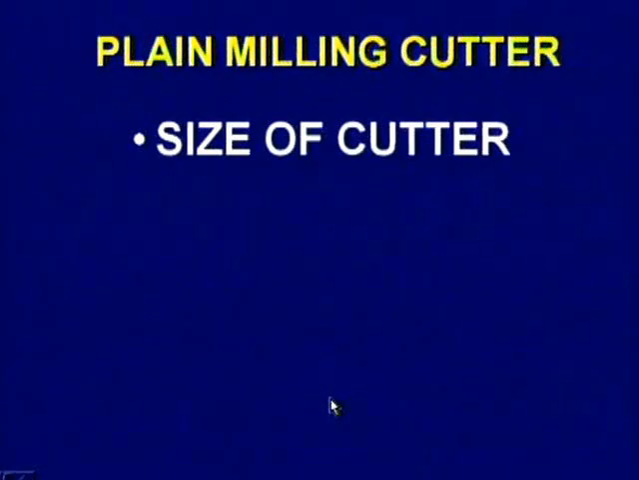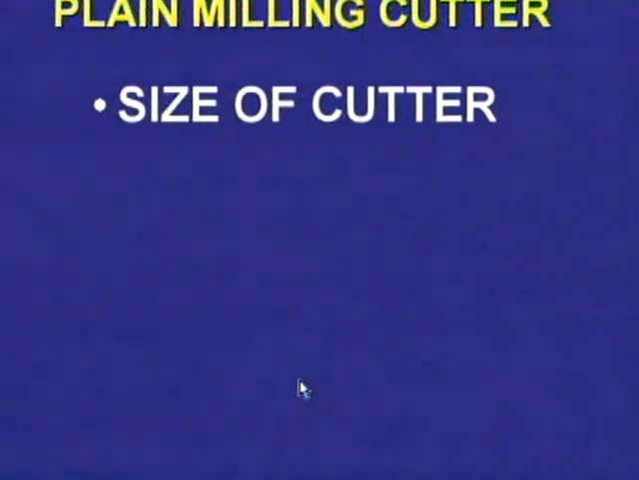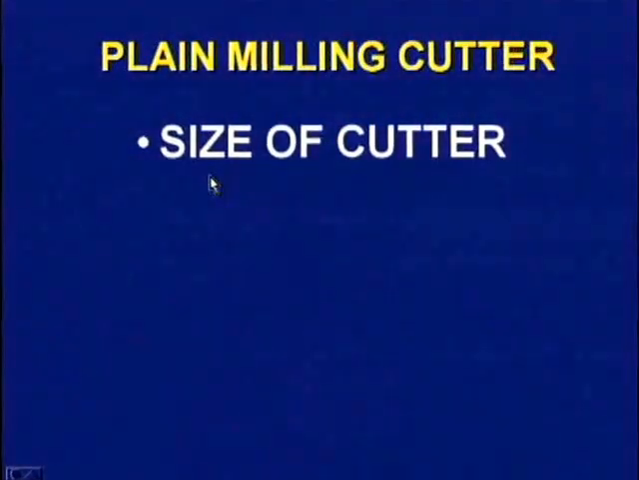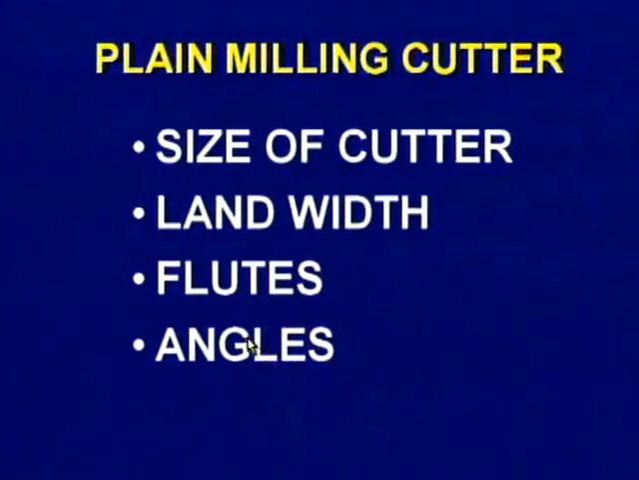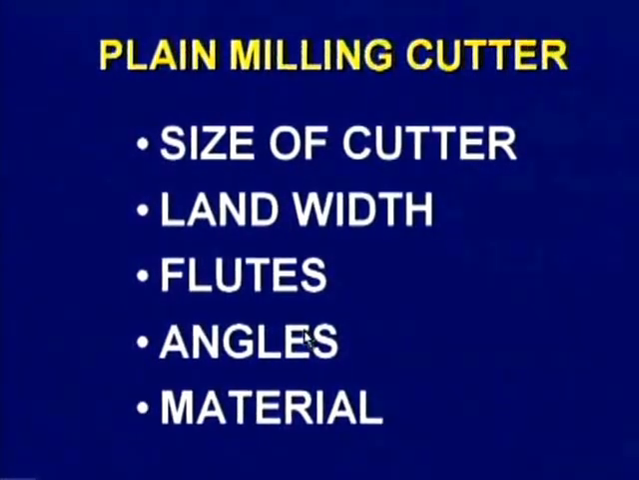Now after completing the drill bit, we have another cutting tool which is the milling cutter. It is a plain milling cutter. A plain milling cutter we have already discussed in the first class itself, the milling machine. And how a plain milling cutter is designed. The basic parameters required in a plain milling cutter are size of the cutter, land width, flutes and angles. And of course the material of the tool is also there.